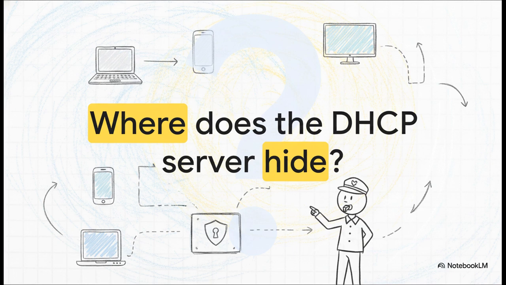You can kind of think of the DHCP server as the invisible traffic cop of your entire network. It's the one device responsible for handing out IP addresses. And look, without an IP address, your laptop, your smartphone, or even your smart TV is completely invisible, totally cut off from the internet.